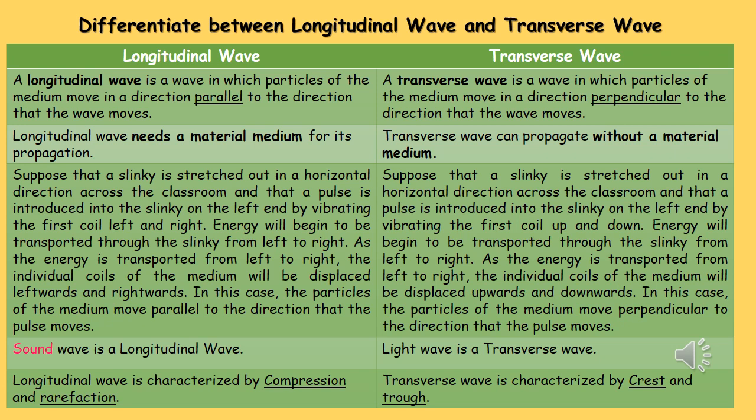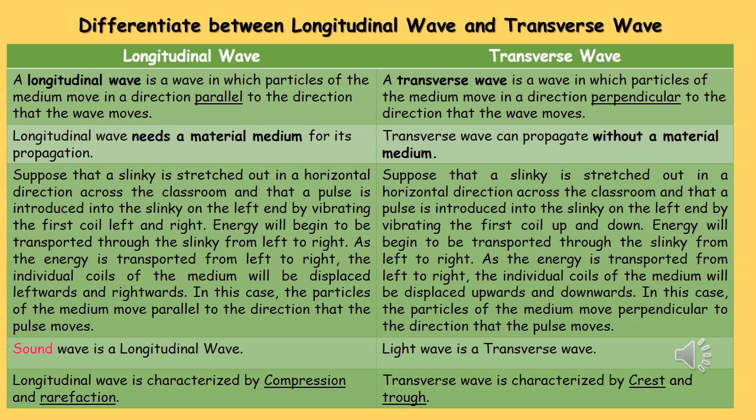An example of longitudinal wave is a slinky when it is stretched out in a horizontal direction across the classroom, and a pulse is introduced into the slinky on the left end by vibrating the first coil left and right. On the other hand, in the same slinky when it is stretched out in horizontal direction and the pulse is introduced into the slinky on the left end by vibrating the first coil up and down, the vibration is perpendicular to the direction of propagation.